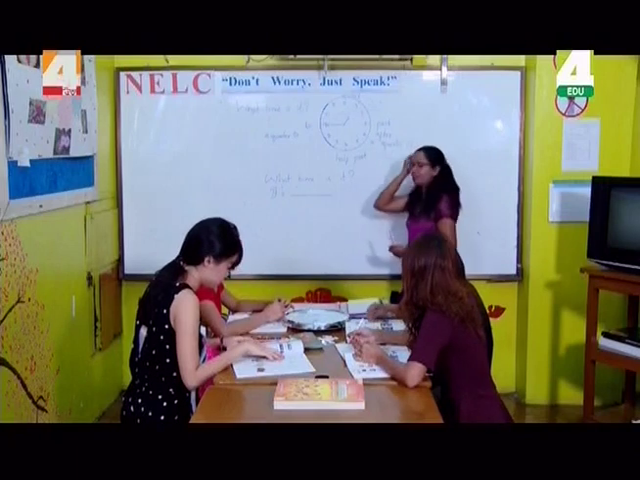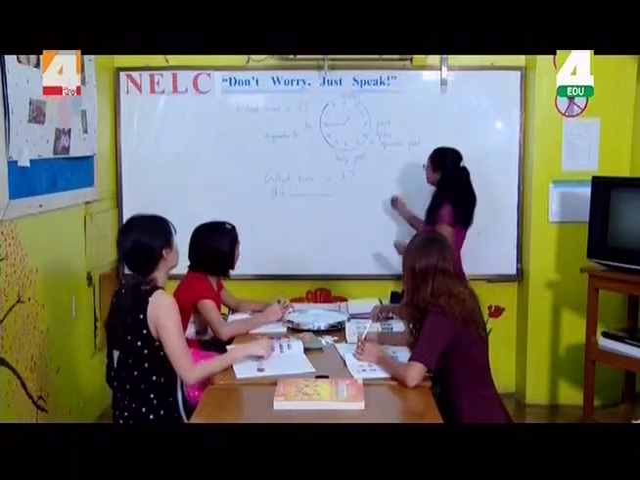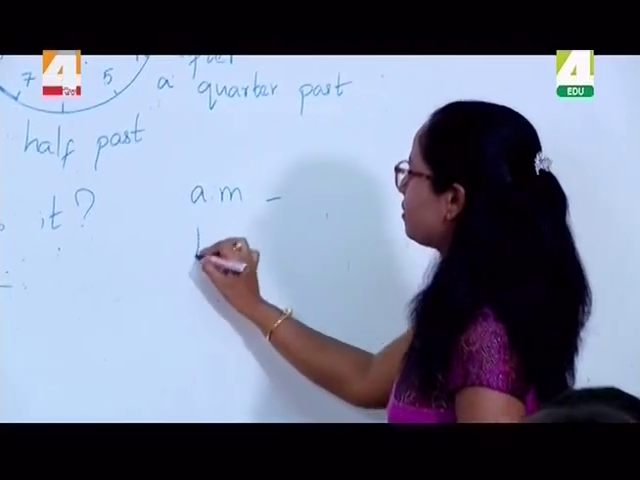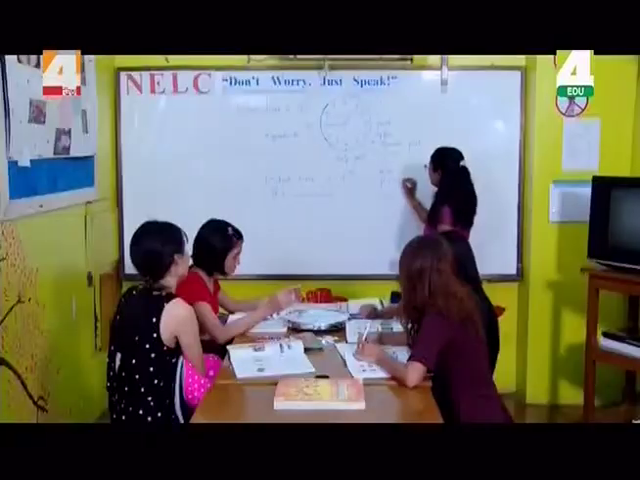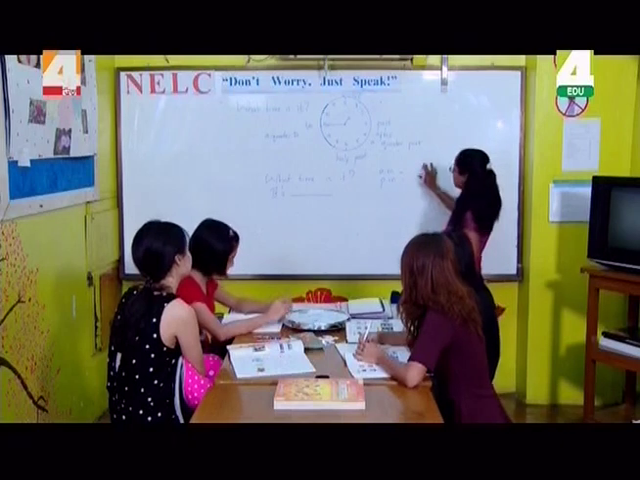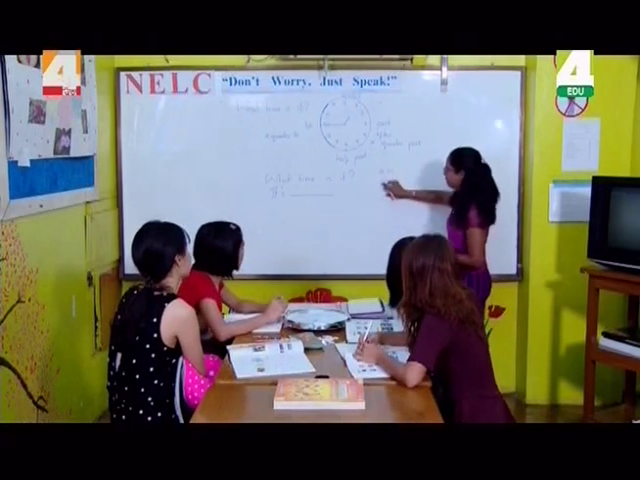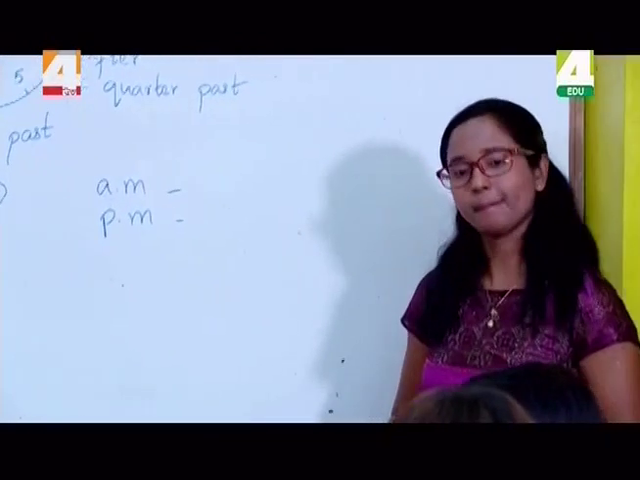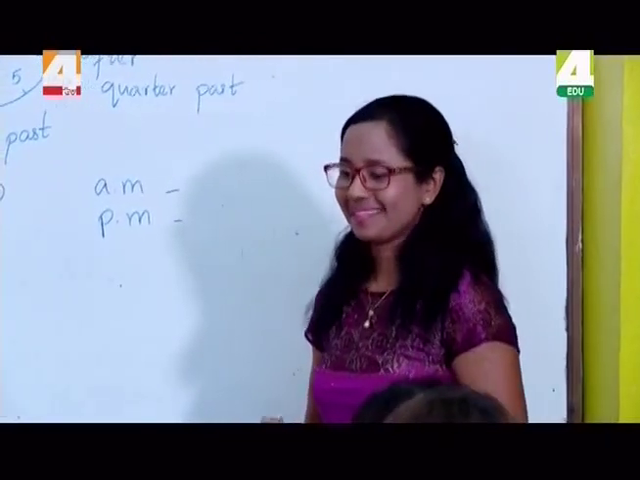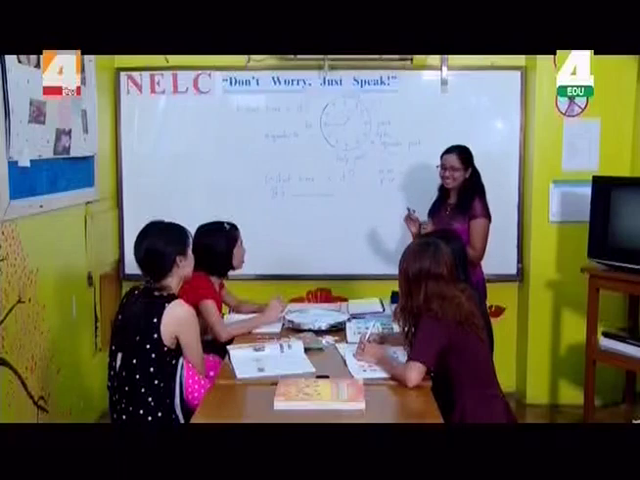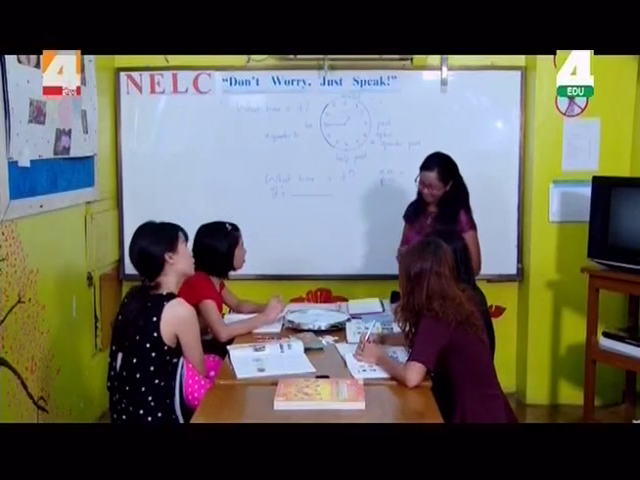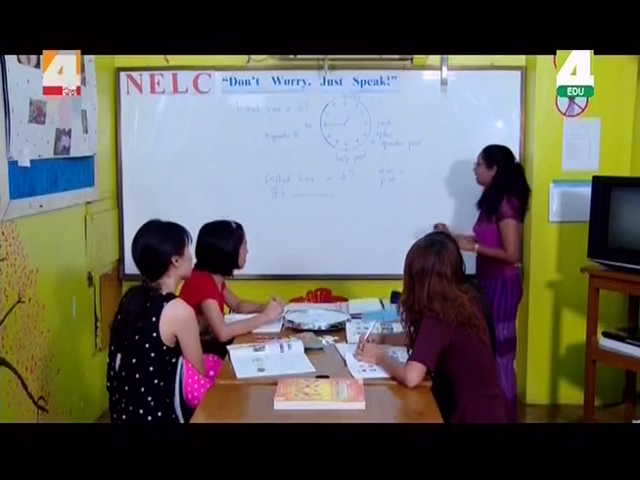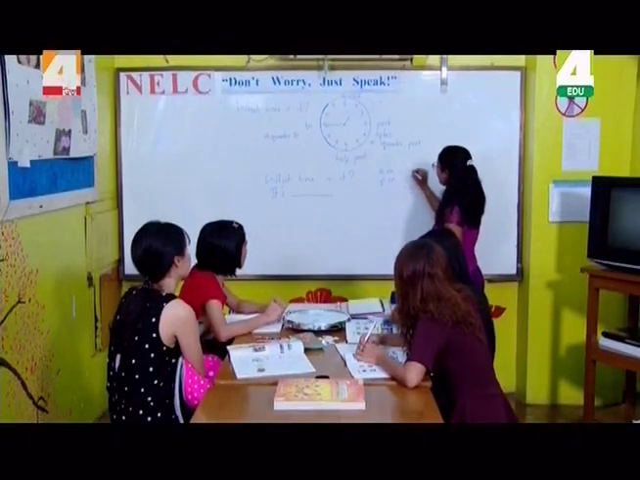Okay, so now I want to tell you another one. Do you know AM and PM? Yes. When we talk about time, we need to know about AM and PM. So when we use AM, 00 AM to 11 AM. Right, okay. So that is called midnight.